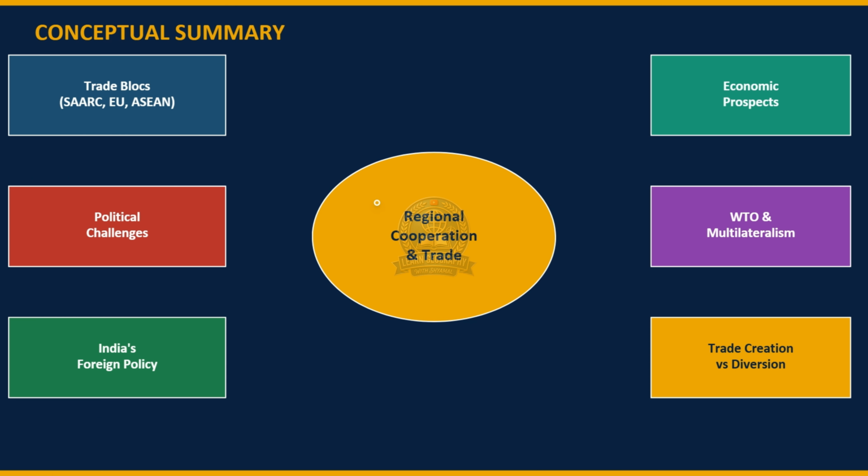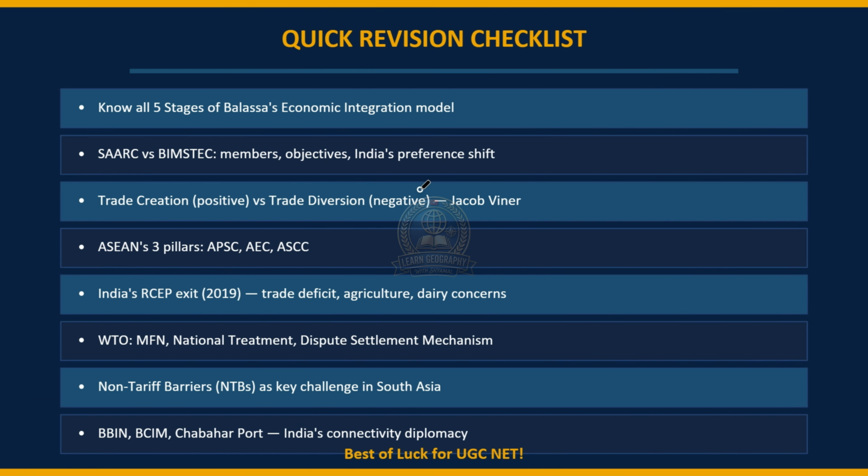Okay, conceptual summary. Trade blocs: European Union, ASEAN, politics, India's foreign policy, economic prospects, WTO and multilateralism, trade creation versus diversion. These are some regional cooperation and trade concepts. Okay, quick revision for the whole class. Know all five stages of Balassa's economic integration model.